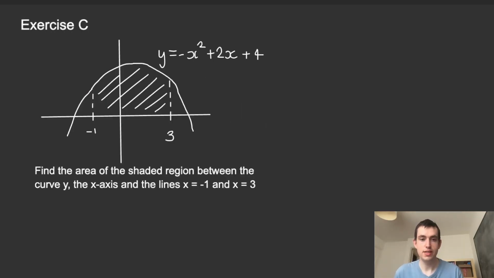Over to you then. Time for an exercise. Could you find the area that's shaded between the curve that's called y, that's given as an equation there, the x-axis here, and the two lines x equals -1 and x equals 3. And if you can find the exact area rather than guessing or with squares, using integration, that will be what I'm looking for.